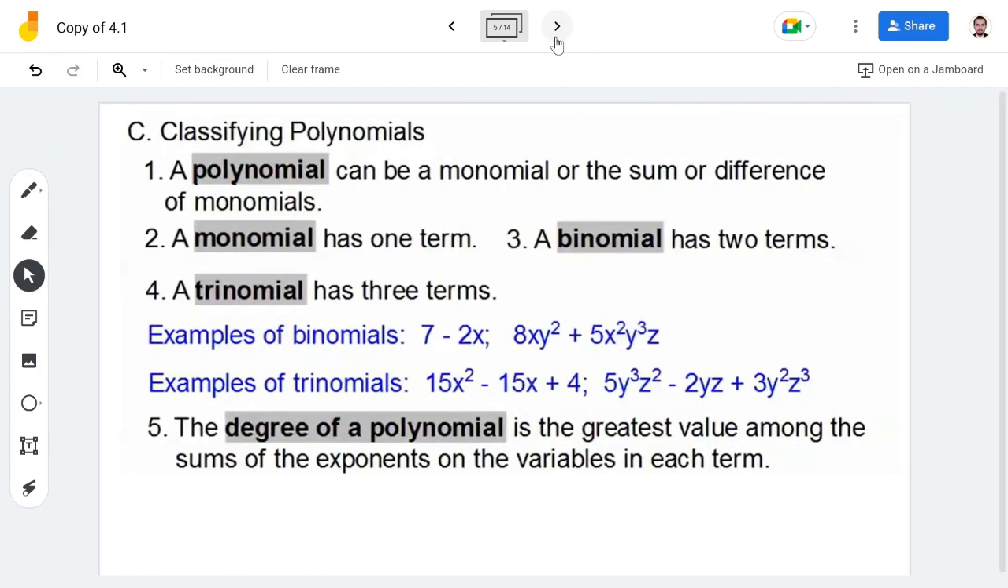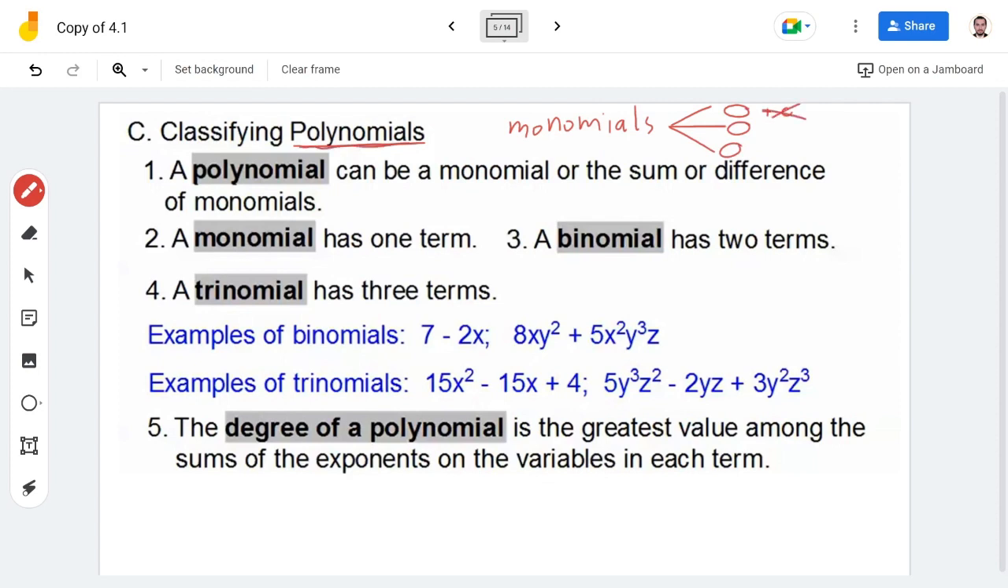Okay, now let's classify types of polynomials. In the previous lesson we studied only the monomials. Monomials means numbers, variables, or a number and variable together. It's just only one part. We can't add two. This one is wrong. Okay, this is not a polynomial.